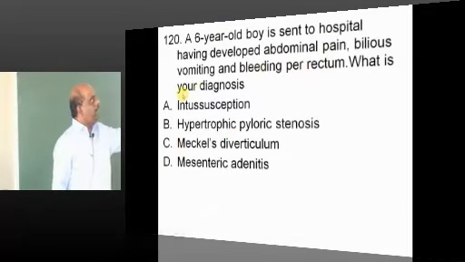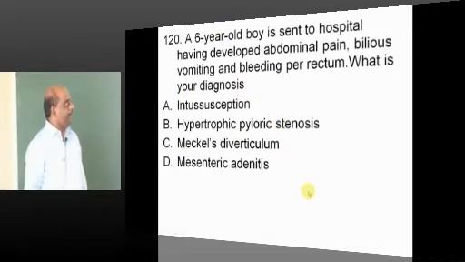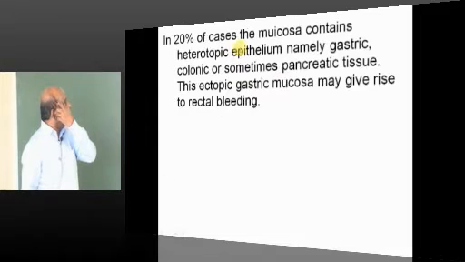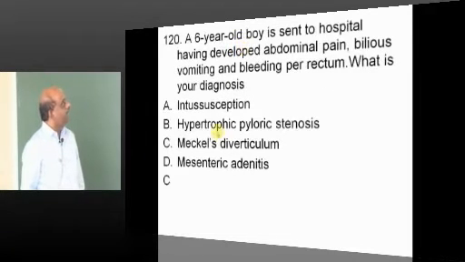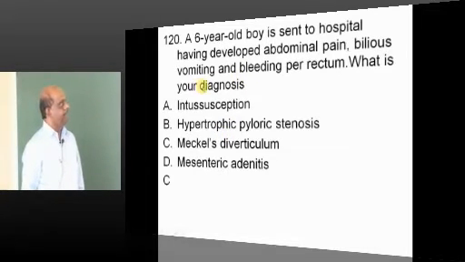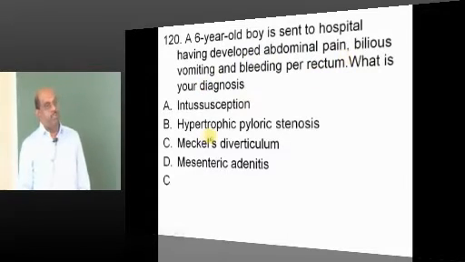A 6-year-old boy, abdominal pain, bilious vomiting and bleeding per rectum. D, intussusception. Meckel's? A 6-year-old boy, Meckel's could be, and Meckel's is more likely. Sir, in intussusception also there is red currant jelly bleeding per rectum. All these will fit. Meckel's looks more reasonable.